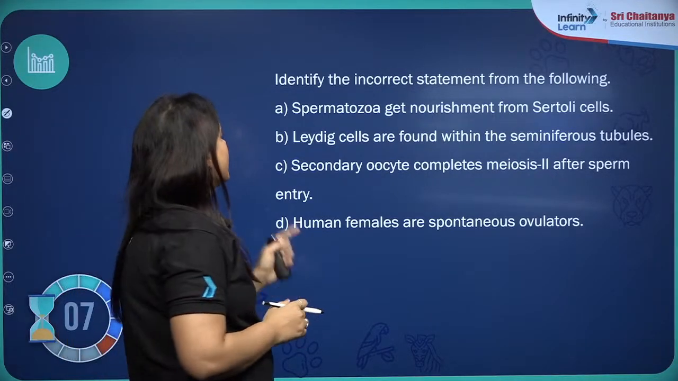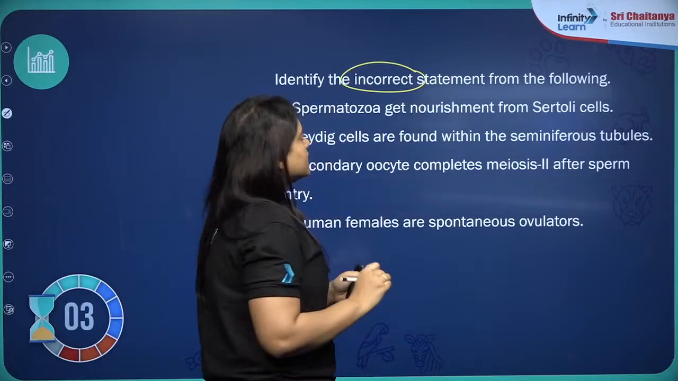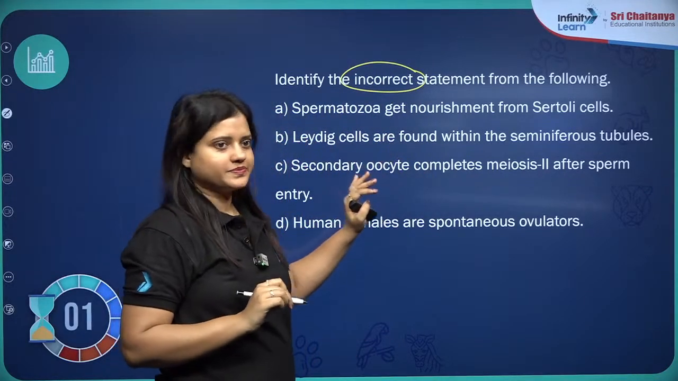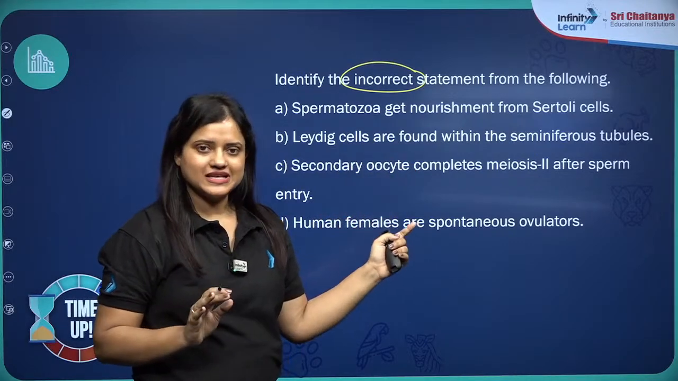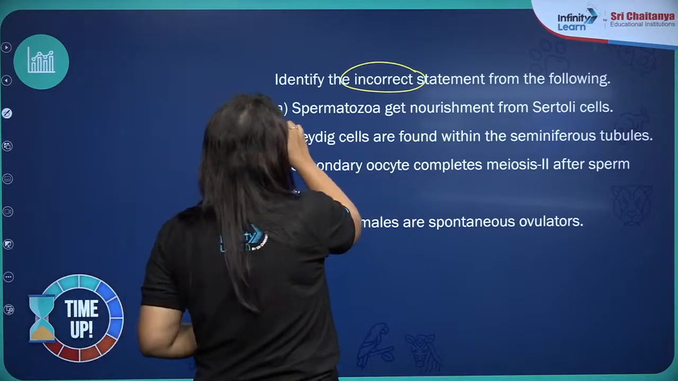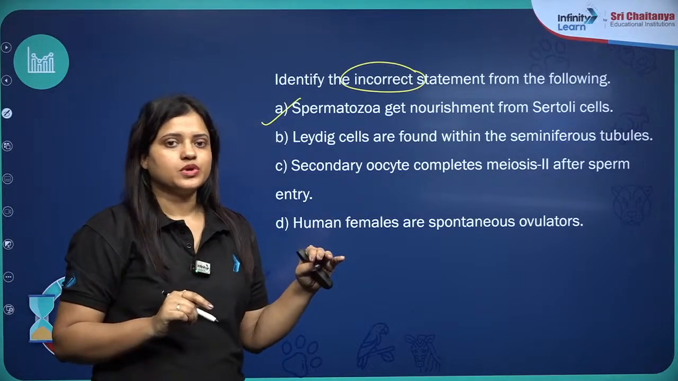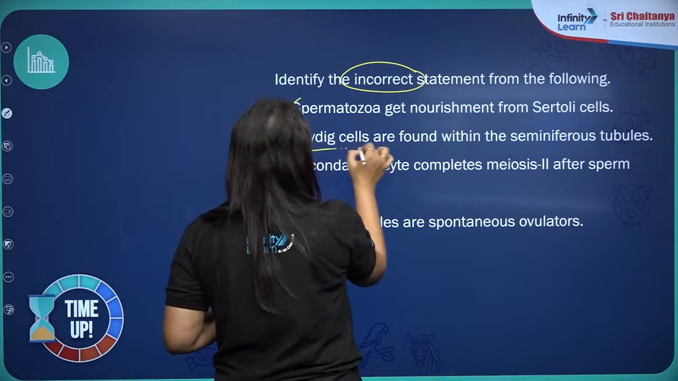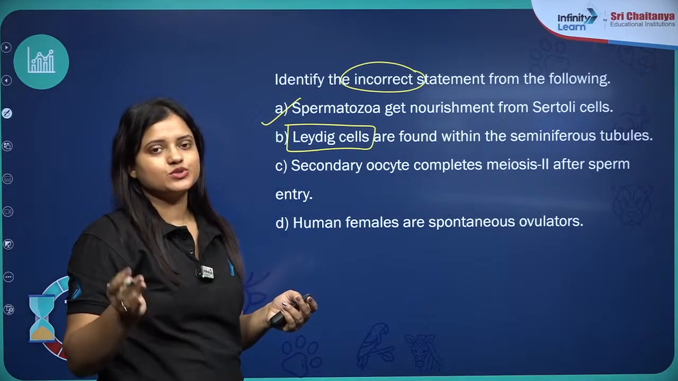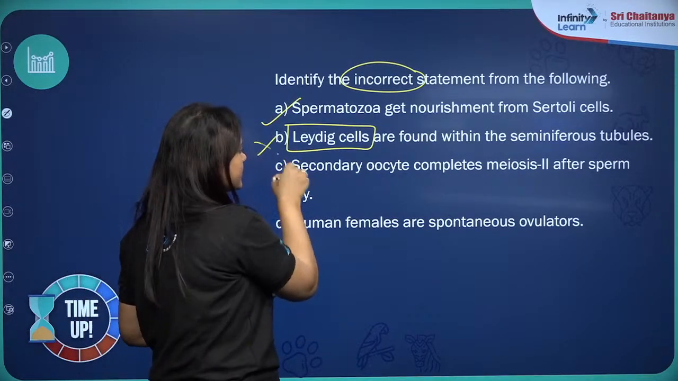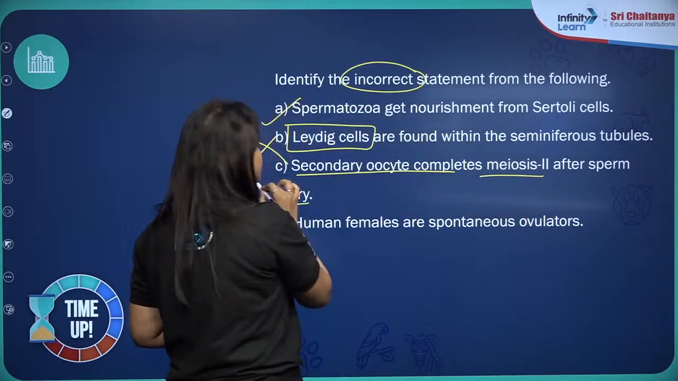Okay. Identify again the incorrect statement from the following? Spermatozoa get nourishment from Sertoli cells. So this is right. Leydig cells are found within the seminiferous tubule. No. Leydig cells are also termed as interstitial cells of Leydig, and they are present outside the seminiferous tubule. So this is wrong. Secondary oocyte completes meiosis II after sperm entry.